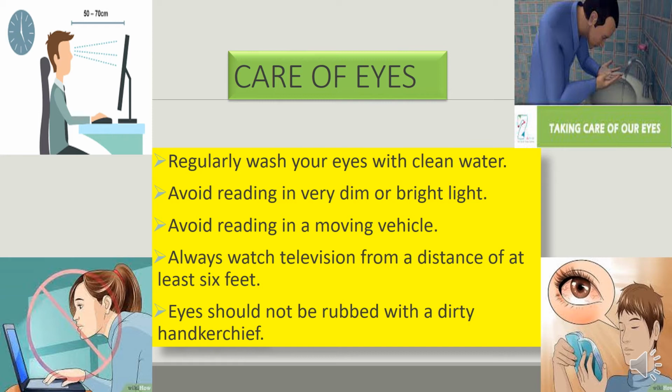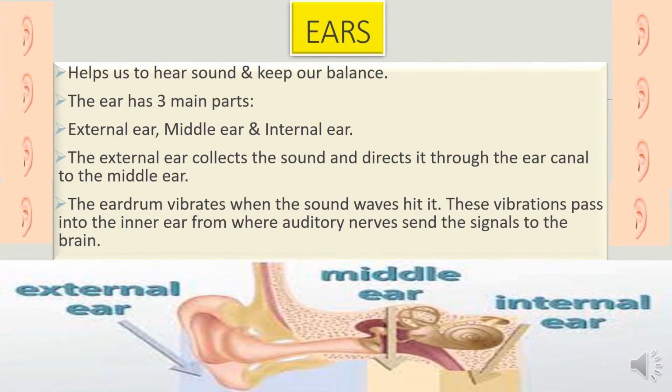Now, do you know that blinking of the eye can cause movement of 200 muscles? Yes, blinking of eyes causes the movement of 200 muscles. So, let's move to the next sense organ, that is the ears. It helps us to hear sound and maintains our body balance. The ear has 3 main parts basically: external ear, middle ear and internal ear. Three parts of the ear are there.